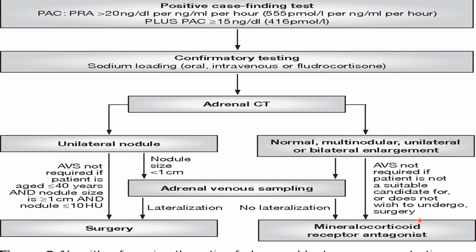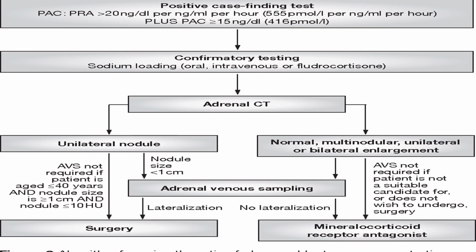So adrenal venous sampling is not required if the patient is not a suitable candidate for surgery, or the patient doesn't have any wish to undergo surgery. It is only required when you plan surgery. When you don't plan surgery, don't go for adrenal venous sampling. If you plan surgery, go for adrenal venous sampling to lateralize the lesion. If lateralized, go for surgery. If you weren't able to lateralize, go for a medical treatment option.